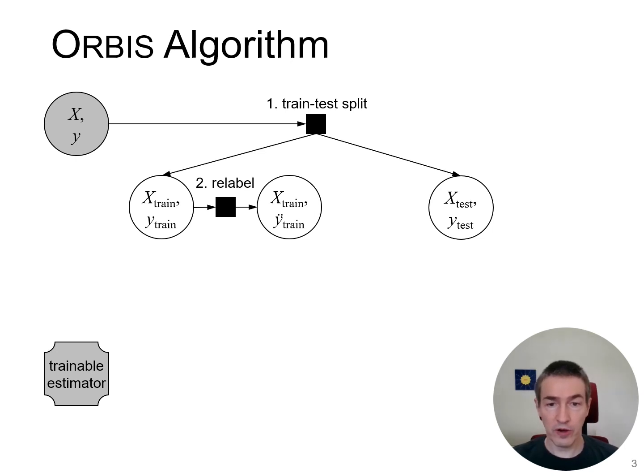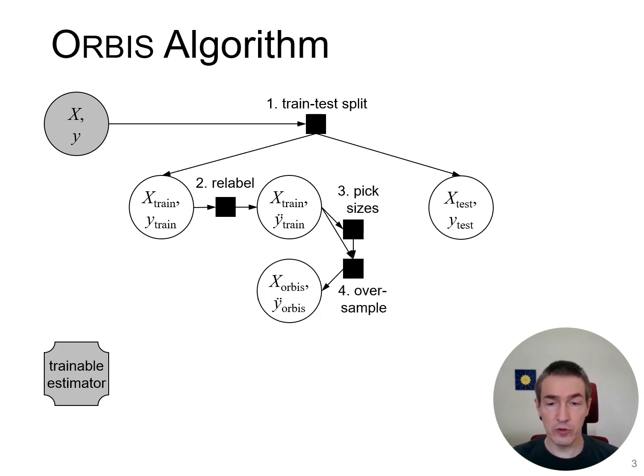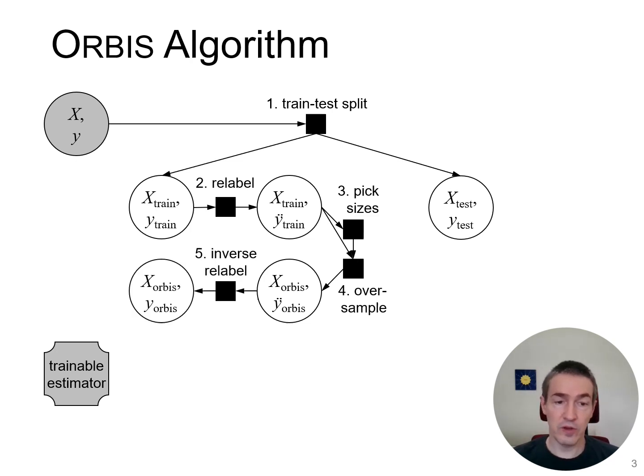Once you have the diaresis labels, you can pick the new sizes by solving the equations for disparate impact and class imbalance. And then you can actually oversample the dataset. We are using SMOTE for oversampling, which gives you a new X Orbis and diaresis y Orbis. Now all you have to do is do the inverse relabel to recover the original class labels.